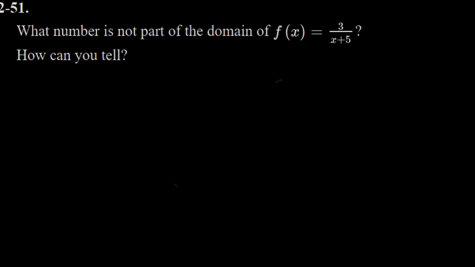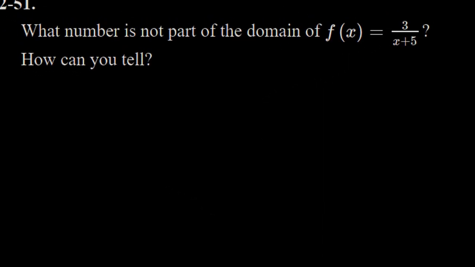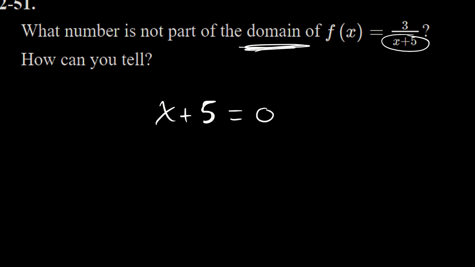It says, what is not part of the domain? Those valid x values that you can put into this function. What cannot go into that function? My big problem here when I see this is I cannot divide by 0. So I know that x plus 5 cannot be 0. So I'm going to set it equal to 0. I know it can't be that, but if I set it equal to 0, it's going to tell me what x can't be.